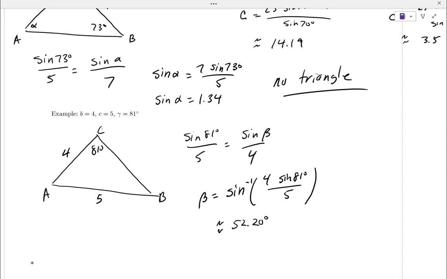If it's less than 1, then you're okay. If it's bigger than 1, then there's no triangle. So if you want to do that part first and see if you got a triangle or not, that's great. Yep, that's exactly right. Good job.